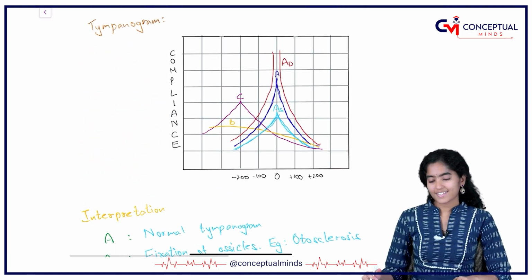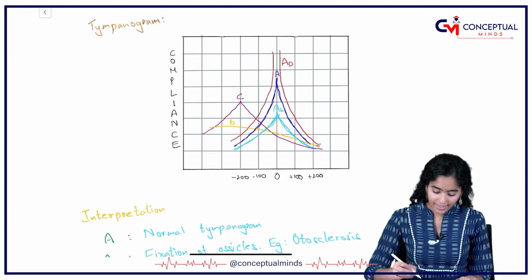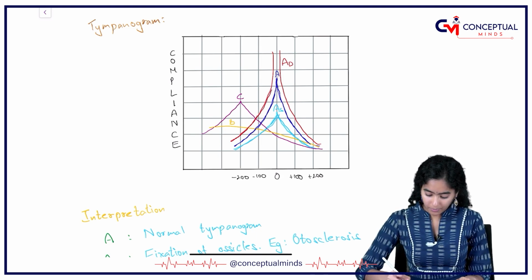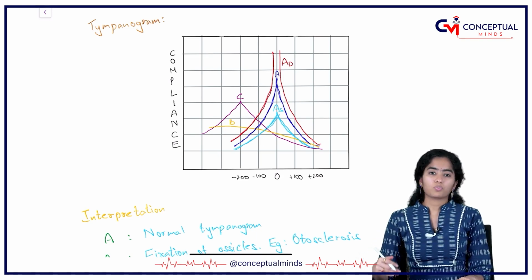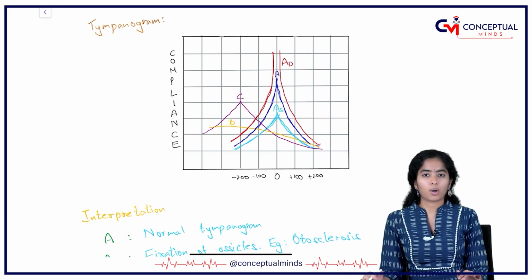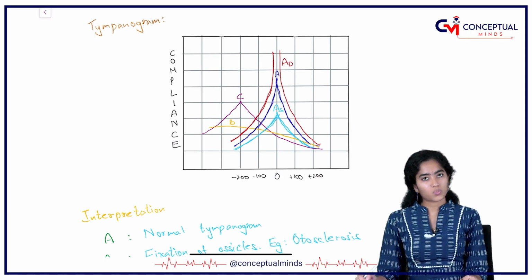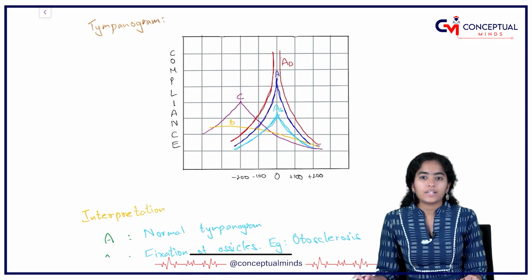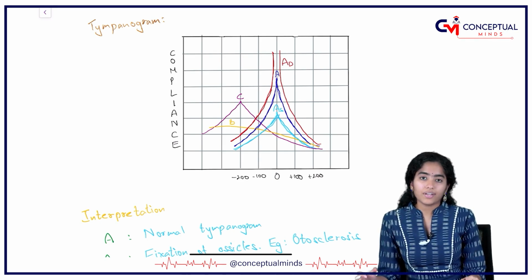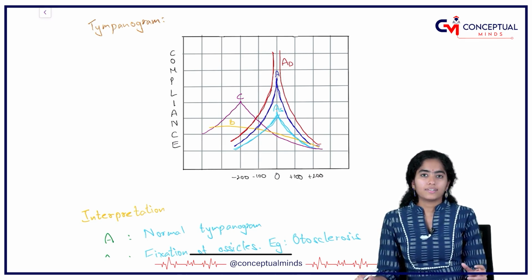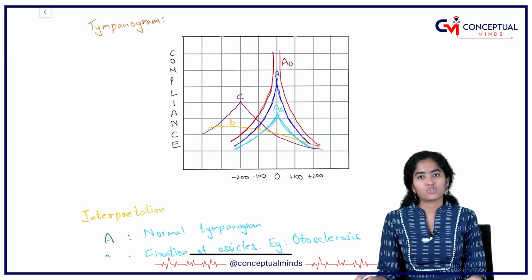The next type of graph is the AD type of graph, this one. Here the compliance is very high. It is more than normal. High compliance is seen where at zero pressure, that means at normal ambient pressure, the compliance is very high. When will the compliance be very high? When there is ossicular discontinuity. The tympanic membrane is very compliant. Why? Because it is thin and lax. A thin and lax tympanic membrane would show high compliance. It would absorb all the sound energy.